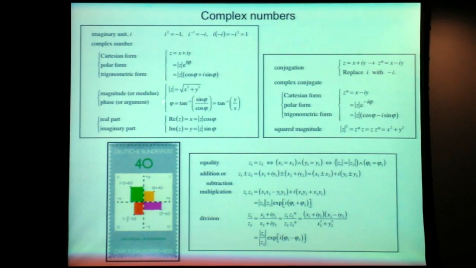The phase angle, or phase, or sometimes called the argument of a complex number, is the arctangent of the ratio of the sine of this angle to the cosine, or the arctangent of the ratio y over x, and so on. There's a real part and an imaginary part.